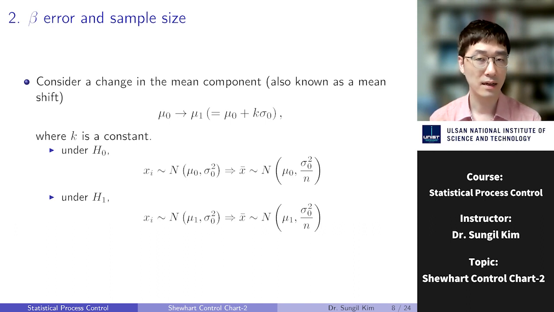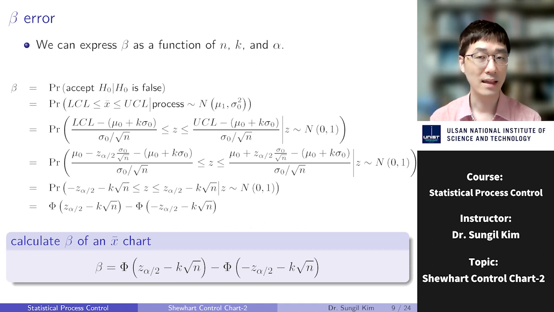As we learned in the previous lecture, a control chart detects the change in the underlying distribution. For a mean shift, the distribution of x bar is changed to normal mu1, sigma 0 squared divided by n. Since beta is the probability to accept the null hypothesis given the null hypothesis is false, we end up with this beta function after some computations. As you see, the beta error depends on the value of alpha error, the magnitude of the mean shift k, and the sample size n.